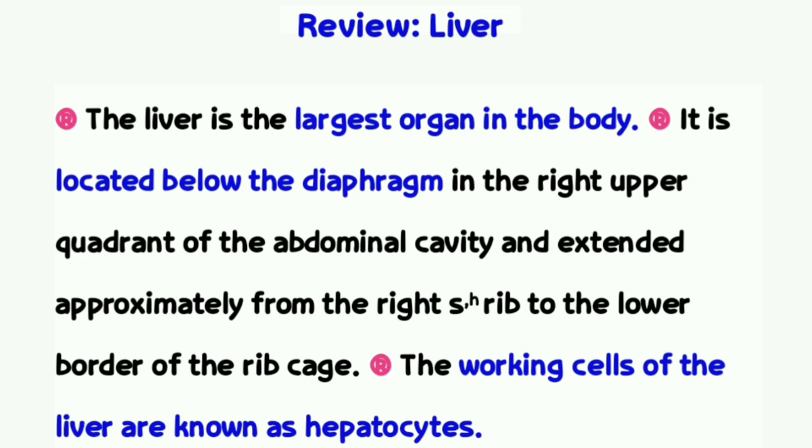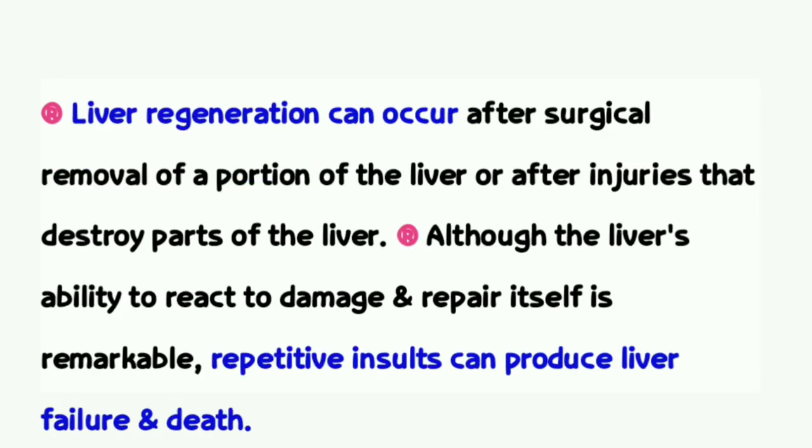The liver is the largest organ in the body. It is located below the diaphragm in the right upper quadrant of the abdominal cavity and extends approximately from the right ribs to the lower border of the rib. The working cells of the liver are also known as hepatocytes.